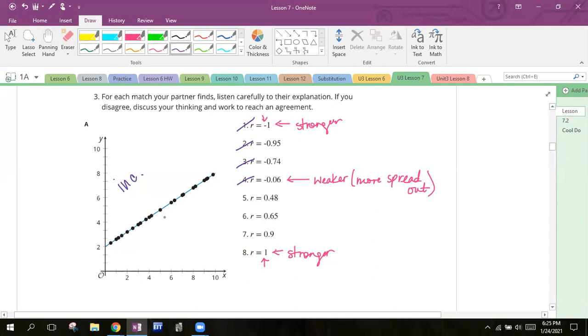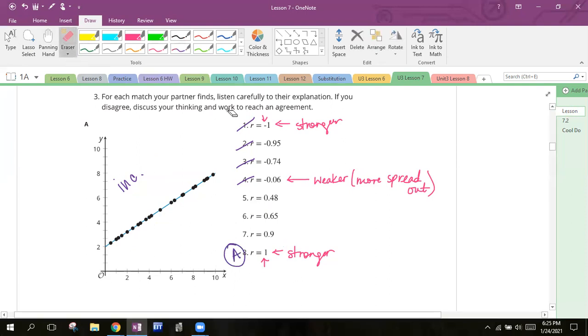All right, the next thing I notice is that they are all exactly on the line. Since all of my values are exactly on the line, it has to have the strongest correlation. So the only option that I have is 8. So it would be A.